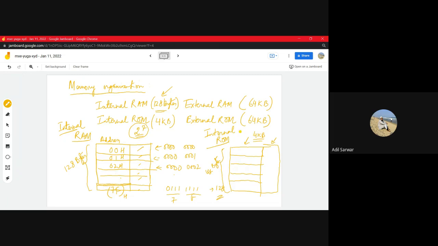So 4 is actually 2 to the power 2, and K means 2 to the power 10. So that means 2 to the power 12 bytes. We have to represent it here, and we have to start with a 16-bit register. So 0000H, then 0001H, and so on. What would be the last address?